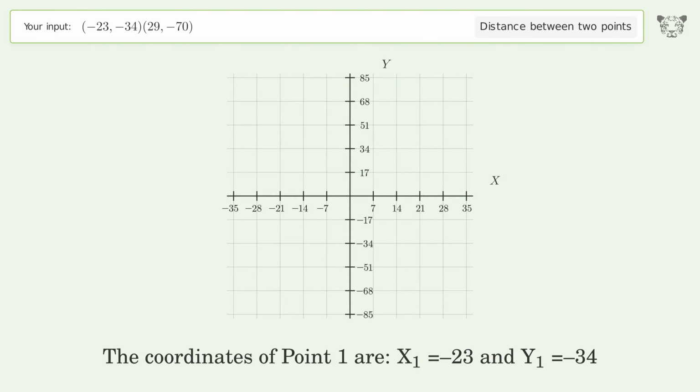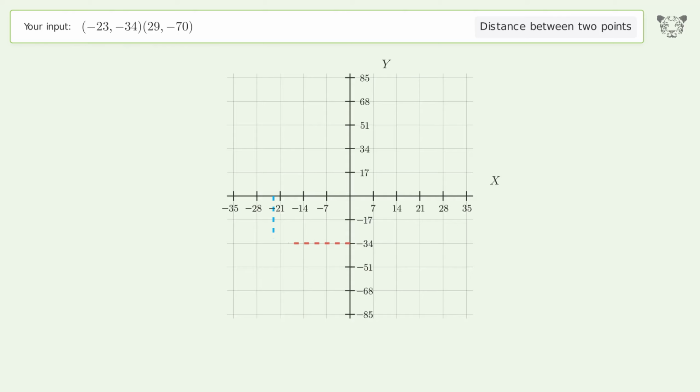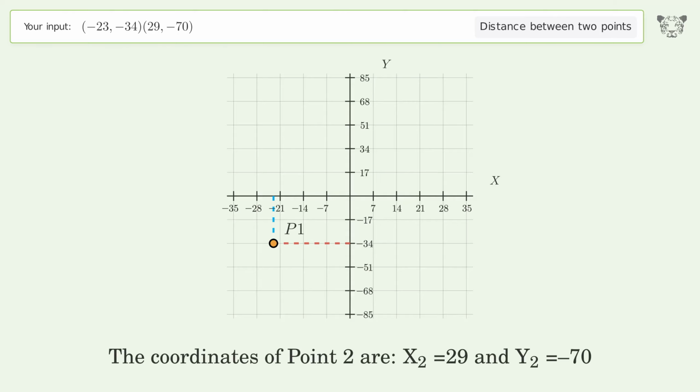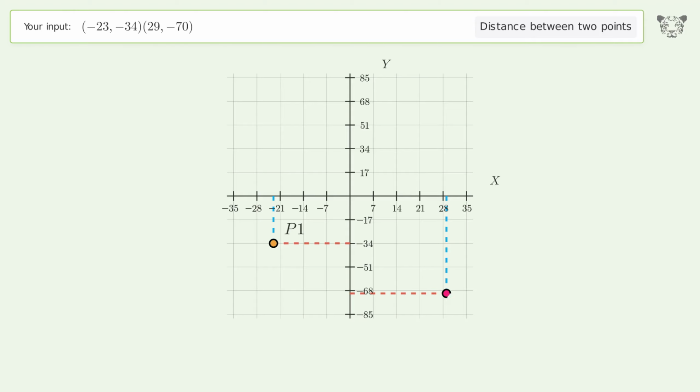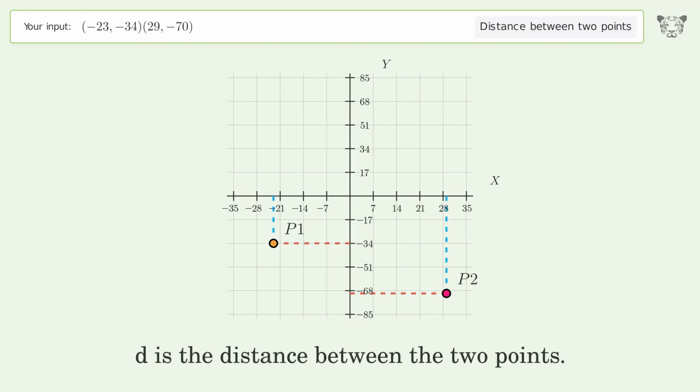The coordinates of point 1 are, x1 equals -23 and y1 equals -34. The coordinates of point 2 are, x2 equals 29 and y2 equals -70. D is the distance between the 2 points.